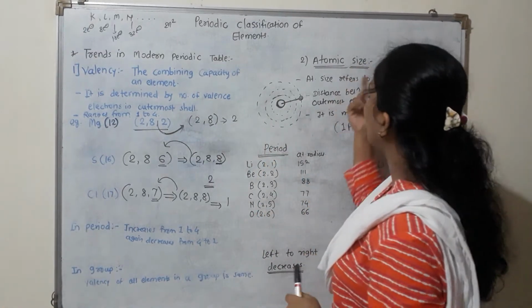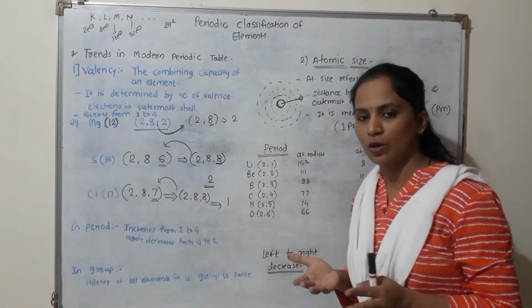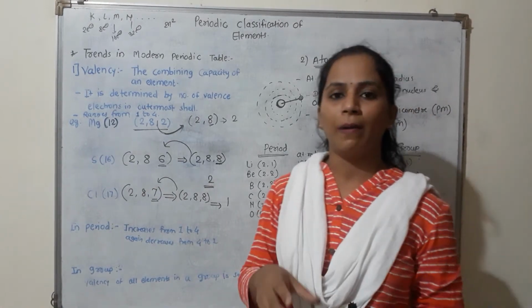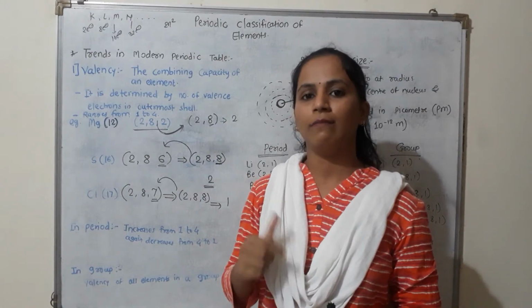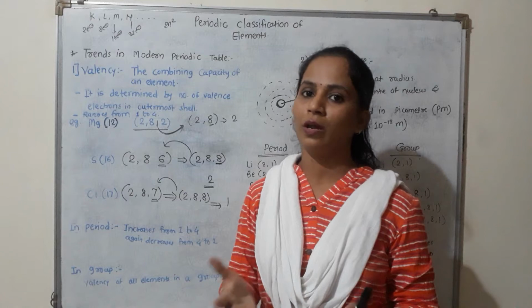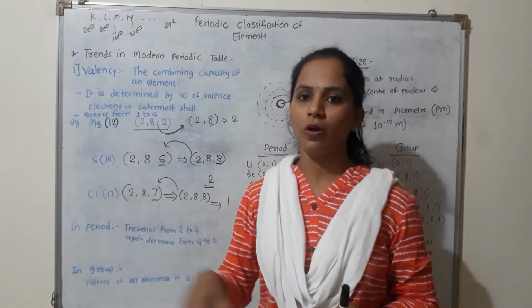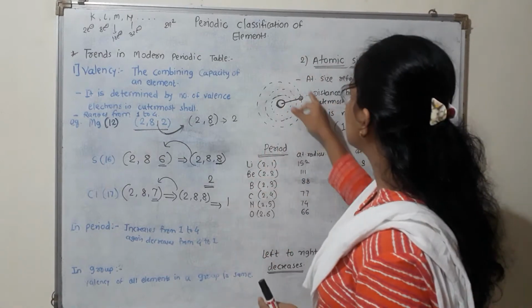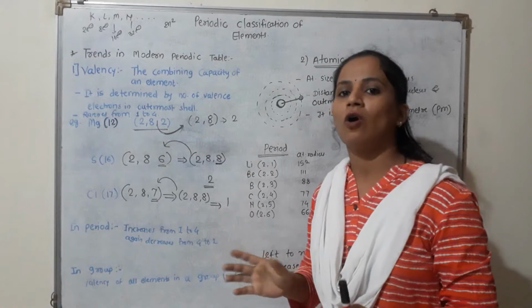So what is atomic size? This atomic size is related to atomic radius. Students, in maths also you have studied how to draw a circle. Whenever your teacher asks you to draw a circle, you require its radius, and as per the measurement of the radius you draw that circle. Like this, atomic size is related to the atomic radius of that atom.